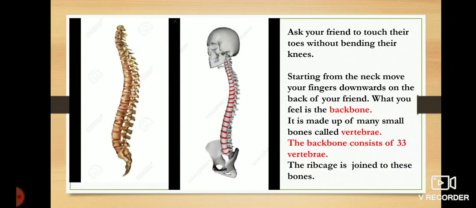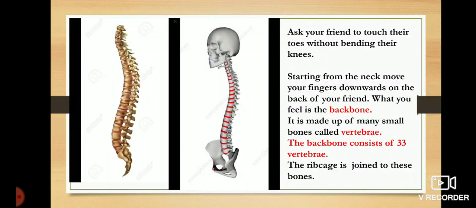Ask your friend to touch their toes without bending their knees. Starting from the neck, move your fingers downwards on the back of your friend. What you feel is the backbone. It is made up of many small bones, as seen in the figure, called vertebrae. So the backbone is made up of very small bones called vertebrae.